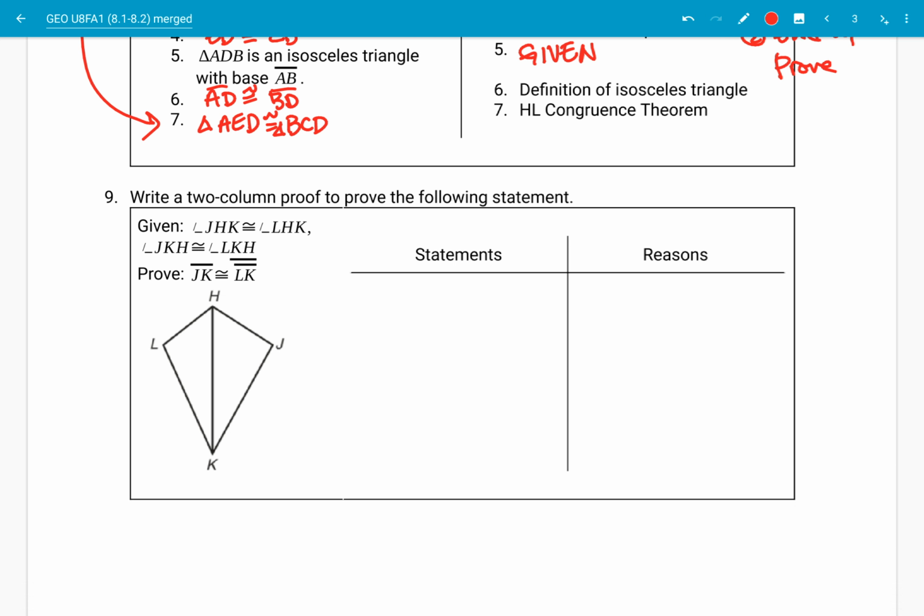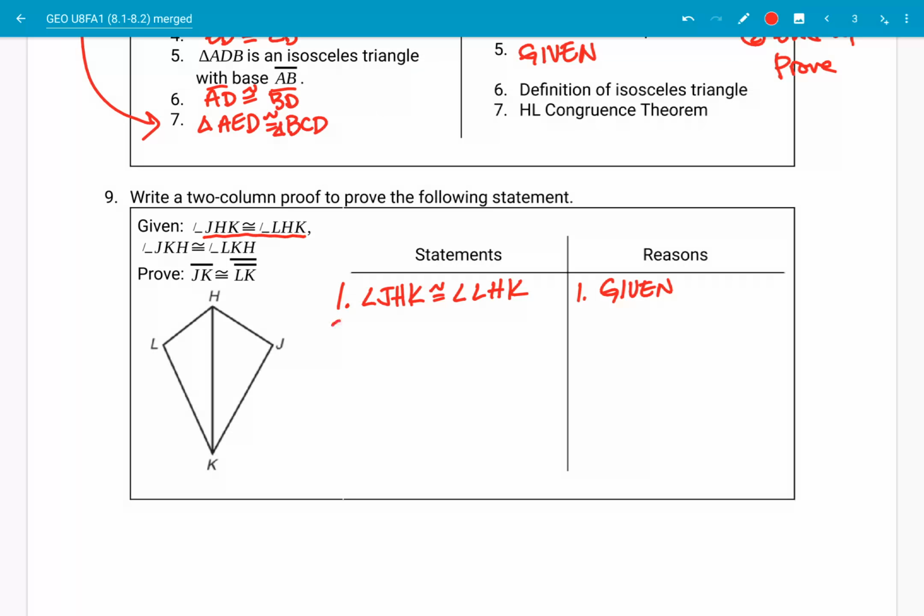Question 9 asks us to write a two-column proof, start to finish, to prove that side JK is congruent to side LK. So with any proof, we start with what we're given. So let's start by writing down angle JHK is congruent to angle LHK, and our reason for that is given. So we have this piece of information, check.